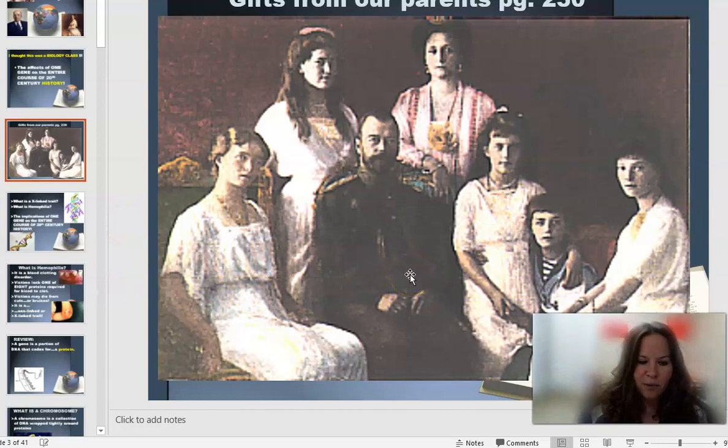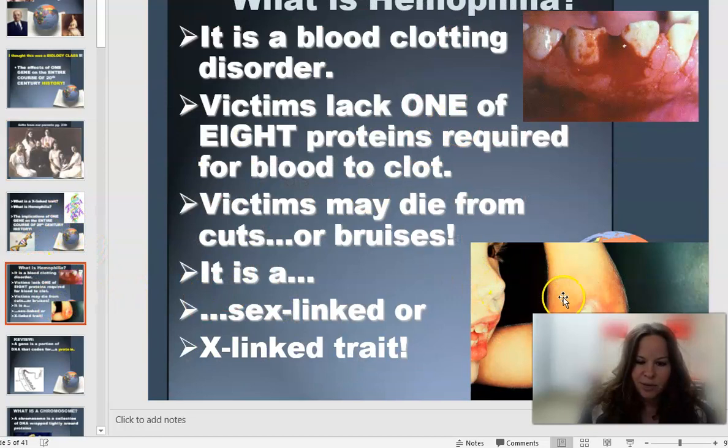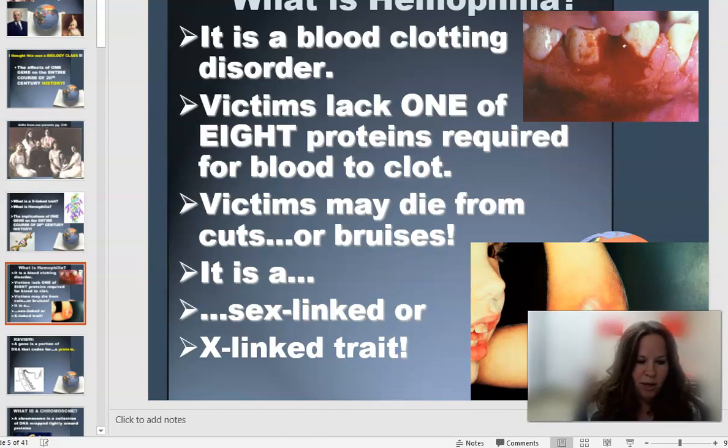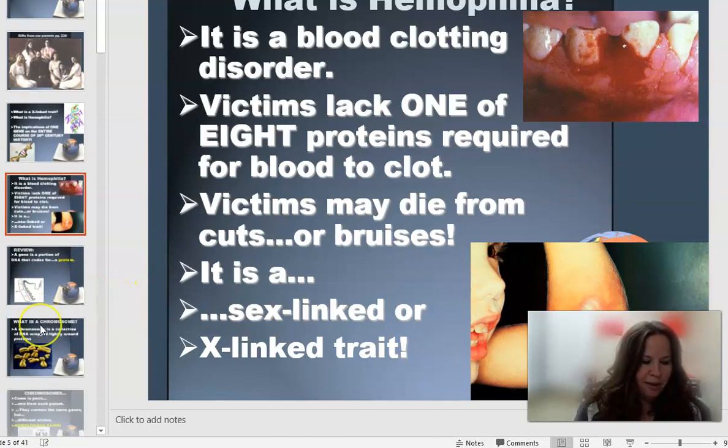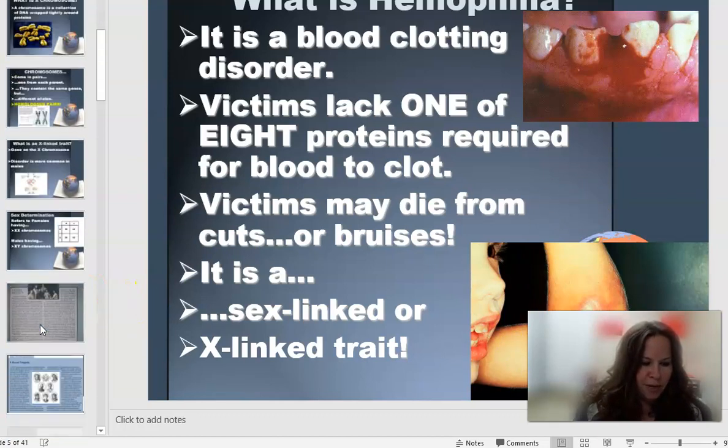Unfortunately, he had hemophilia, and he was a sickly little kid. Here's some pictures with problems with hemophilia. And they tried to hide it from the world because they wanted to make Russia think they were strong and could provide an heir who would be healthy and take over the throne after Nicholas was gone.